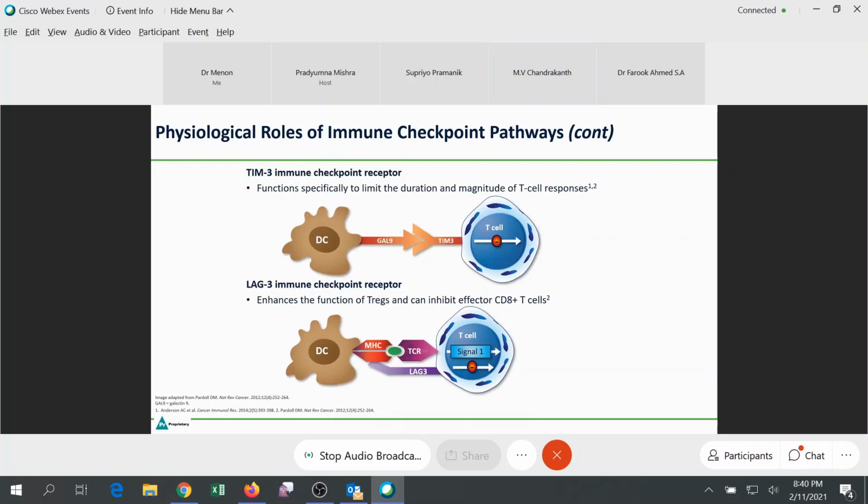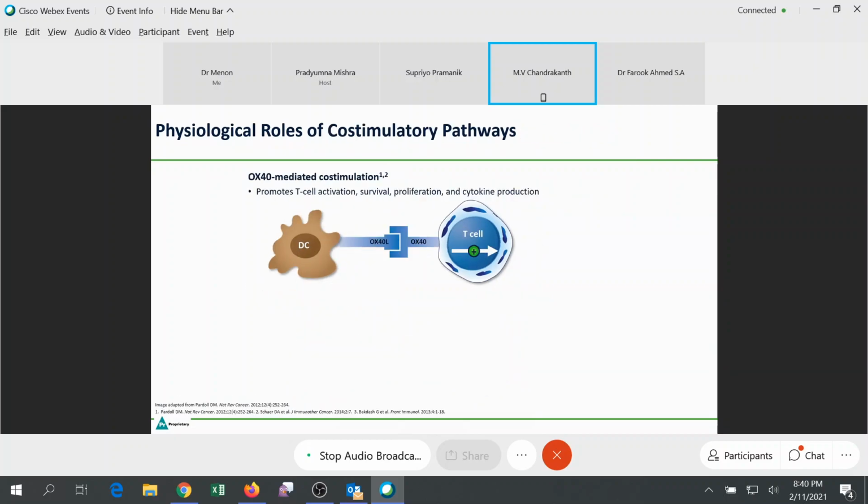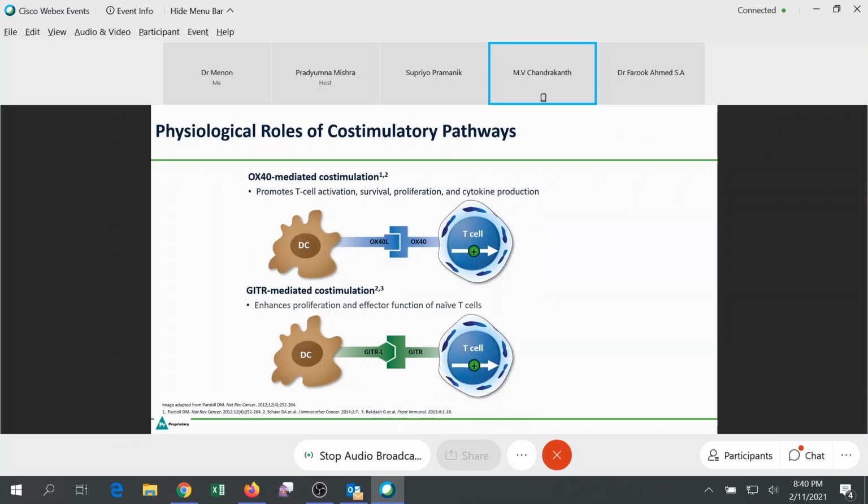Yeah. So the physiological roles of checkpoint inhibitors, you can see the other interactions like TIM3 and LAG3 immune checkpoints, and these inhibitors are on the way and yet to come for clinical practice. Next slide. This is the OX40 mediated co-stimulation. These are important interactions to cause stimulation of T cells. The GITR mediated and the OX40 mediated co-stimulation are important for activating T cells. Next slide.